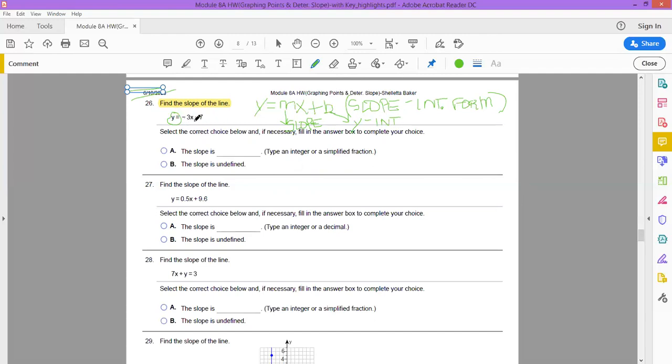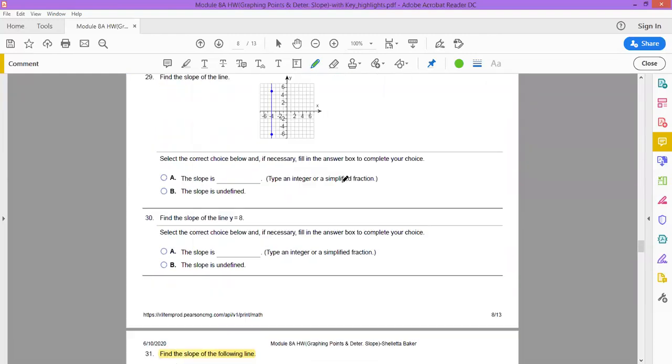So in our example, we have y equals negative 3x minus 7. So here, the number that's directly in front of our x is negative 3, so that's our slope. Here, the number that's behind x is negative 7, so negative 7 is going to be the y-intercept. Okay, we're done with that one.